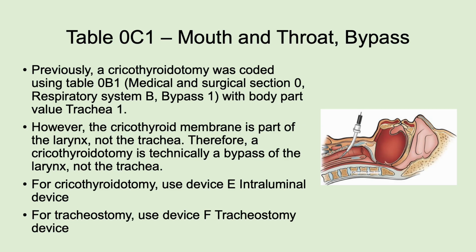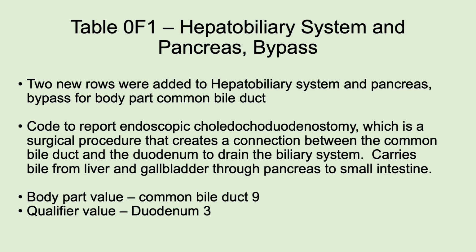So for a cricothyroidotomy, you're going to use device E, intraluminal device. For tracheostomy, use device F, tracheostomy device. So this differentiates between a cricothyroidotomy and a tracheostomy and puts it in the right anatomical area.